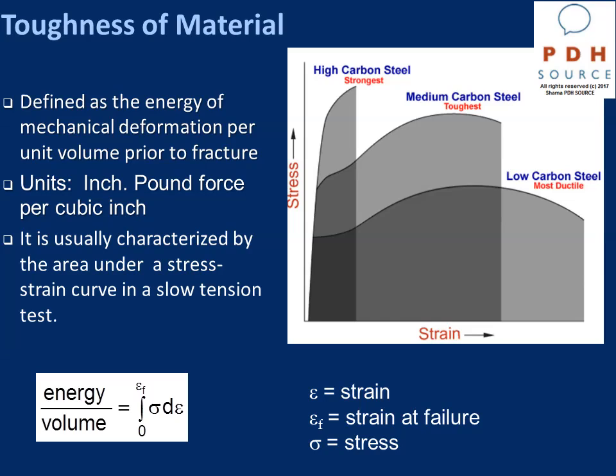And we can recognize three different properties of the material. In terms of strength, the high carbon steel is the strongest material. In terms of toughness, the medium carbon steel is the toughest material. And in terms of ductility, the low carbon steel is basically the most ductile.